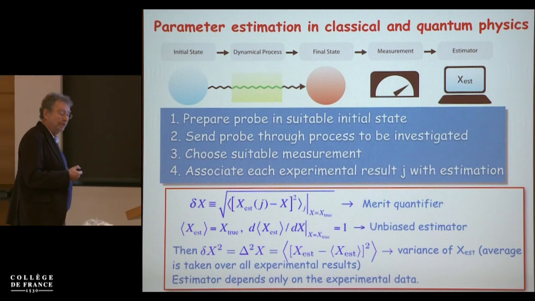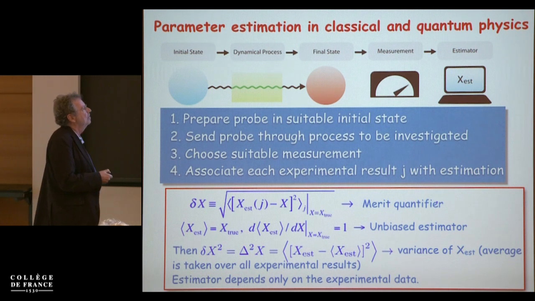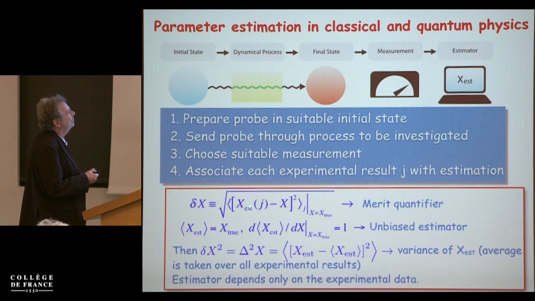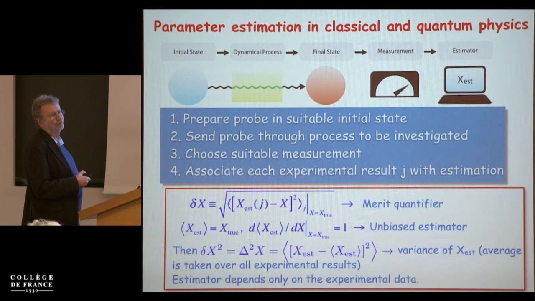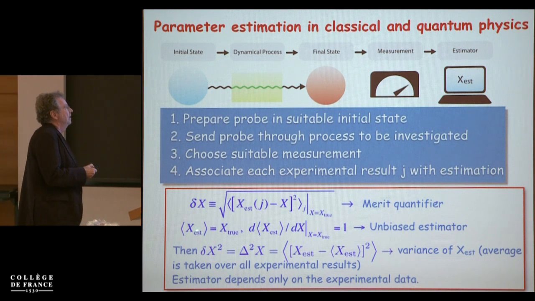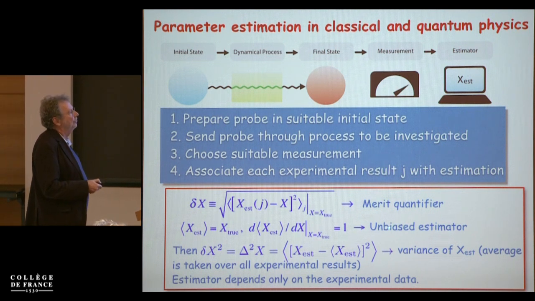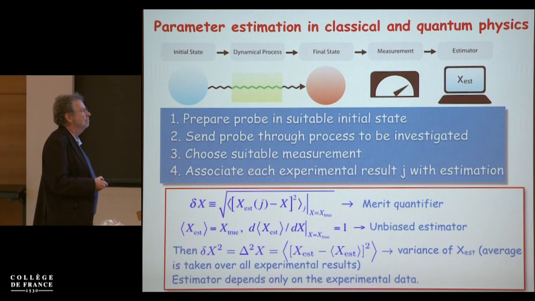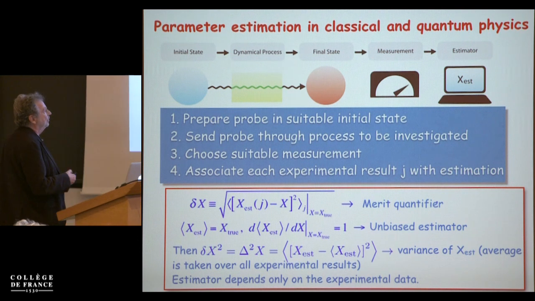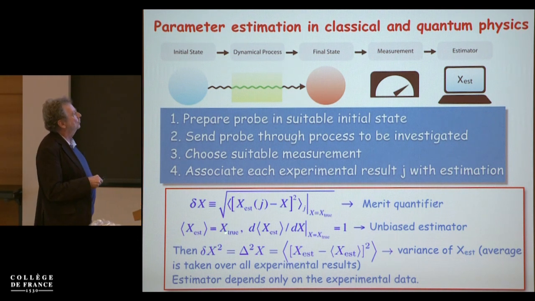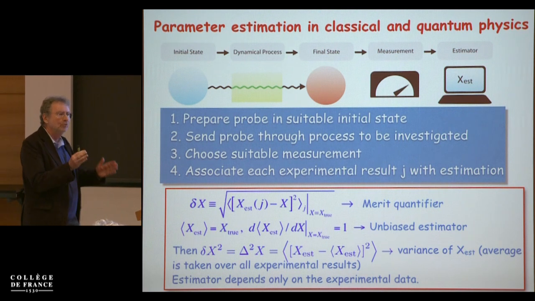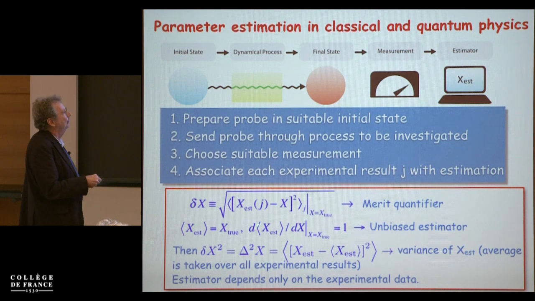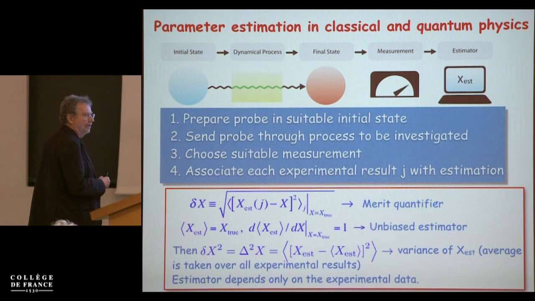Now we need a merit quantifier. And this merit quantifier can be defined in more than one way. The most common one is this one. So this is the standard deviation of the estimator with respect to the true value of the parameter. Now, in all these lectures we deal with the situation in which we have an unbiased estimator. That means that the average of the estimator is equal to the true value of the parameter. And that's true not only for the true value of the parameter, but also in some region around the true value of the parameter. So the derivative of the average estimator with respect to x, evaluated at the true value of the parameter, should be equal to 1. Okay? We call this an unbiased estimator.